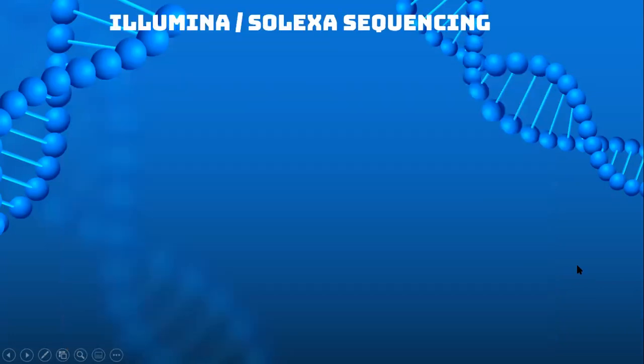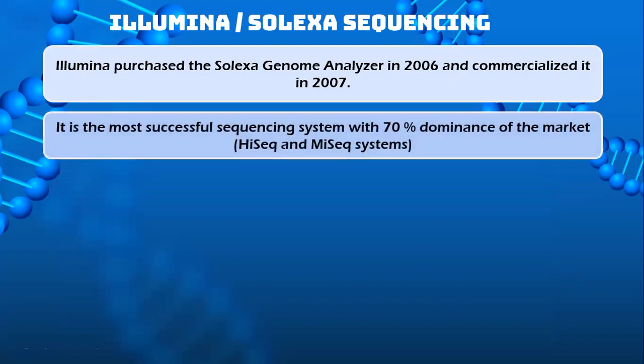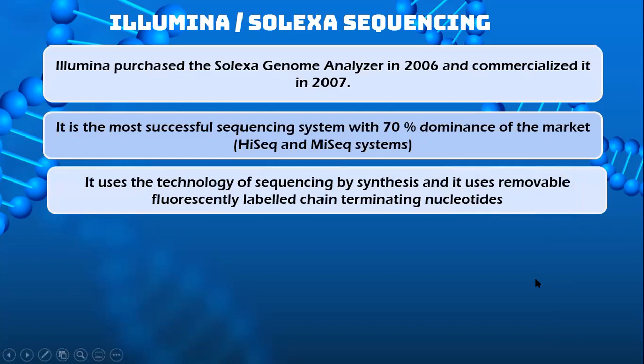So coming to Illumina or Solexa sequencing. Illumina purchased the Solexa genome analyzer in the year 2006, and it commercialized it in the year 2007. It is the most successful sequencing system with 70% dominance of the market. That's mainly the HiSeq and MiSeq systems. And it uses the technology of sequencing by synthesis. That is, it uses removable, fluorescently labeled chain terminating nucleotides.